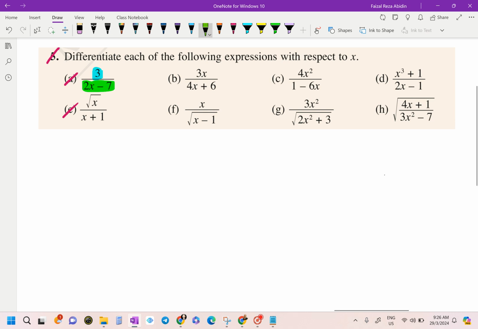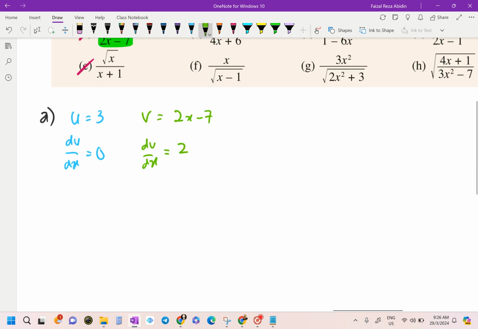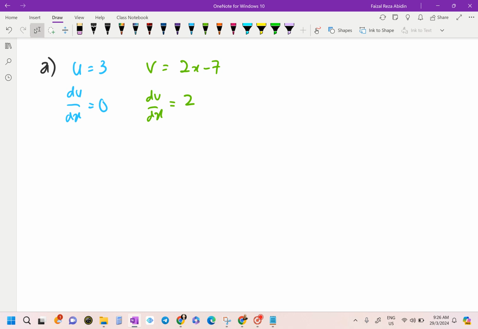So I'm going to write this one. Our u here is going to be 3. And of course, if I have du over dx, you're going to get 0. For v here, I'm going to get 2x minus 7. So for our dv over dx over here, I'm going to get 2 only, isn't it? 2 only.